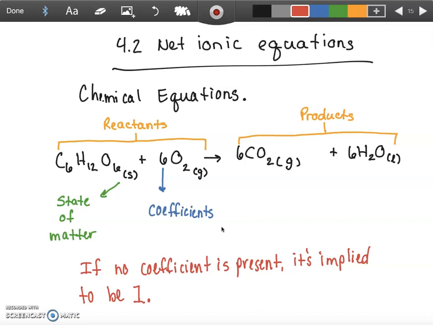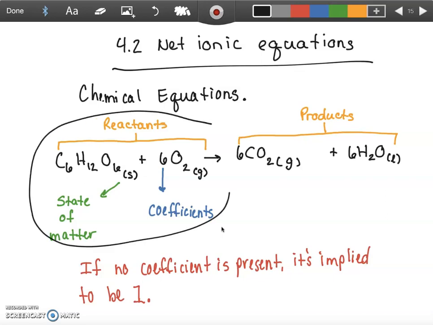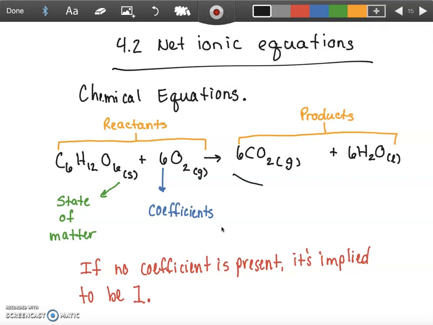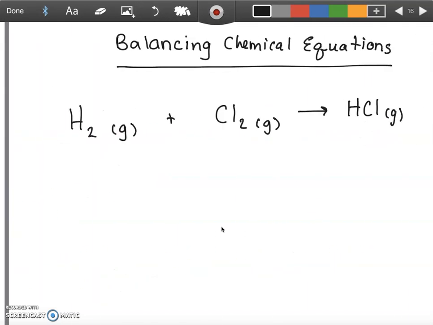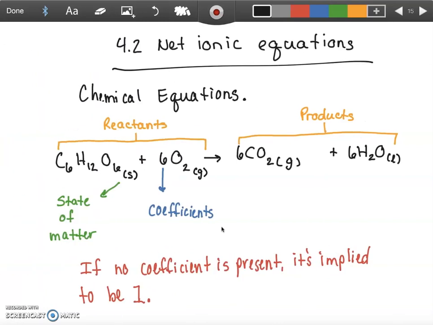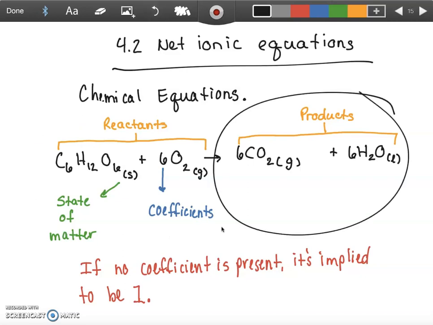So first thing to remember is to locate the yield arrow for any chemical equation, because that's going to separate the products and reactants. The left side of a chemical equation is always the reactant side, or the substances that will undergo a chemical change. The right side are the products, or the result of the chemical change. So you have your reactants on the left, products on the right.